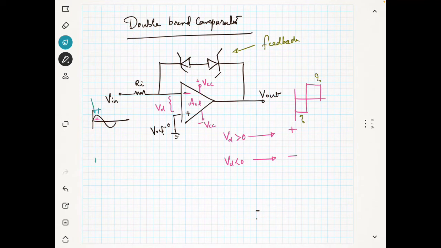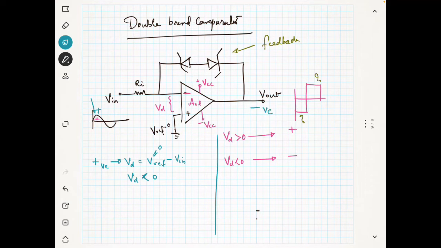Then if the input is positive, what will happen? Your Vd is nothing but V reference minus V in. Since V in is positive, your Vd will be less than 0. Because V reference is 0, so 0 minus V in becomes less than 0. Now the output may move to a negative voltage.